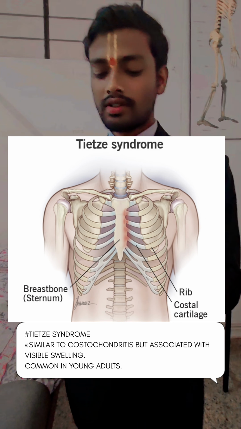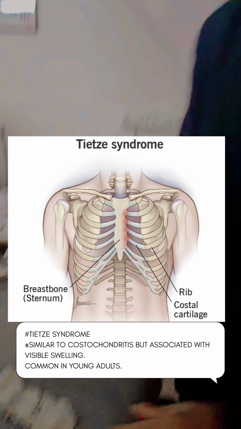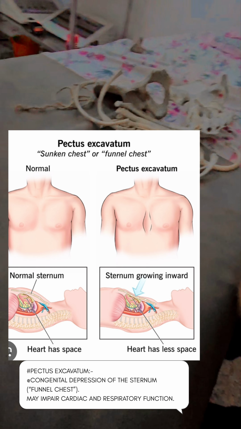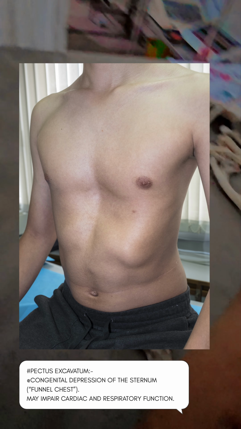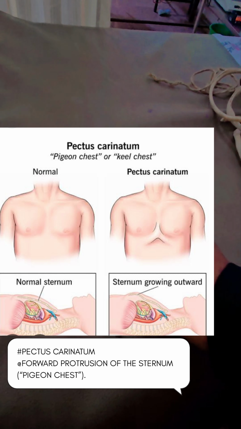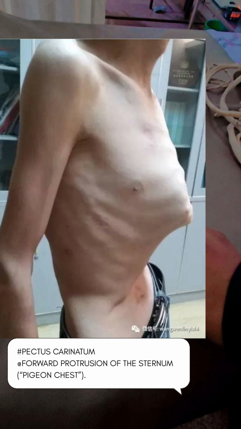Tietze syndrome, similar to costochondritis but associated with visible swelling, common in young adults. Pectus excavatum, congenital depression of the sternum, funnel chest, may impair cardiac and respiratory function. Pectus carinatum, forward protrusion of the sternum, pigeon chest.